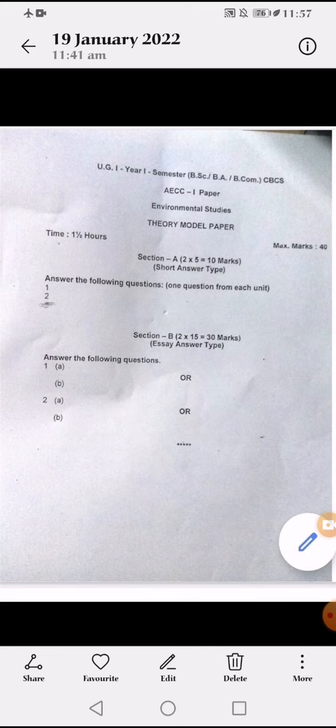Now we are going to learn at least two topics in this class. The first topic is to define environmental studies and discuss its scope and importance. That means what is environmental studies and what is the use of environmental studies, that is nothing but importance, and we have to learn about the scope. So first, it is a general topic.